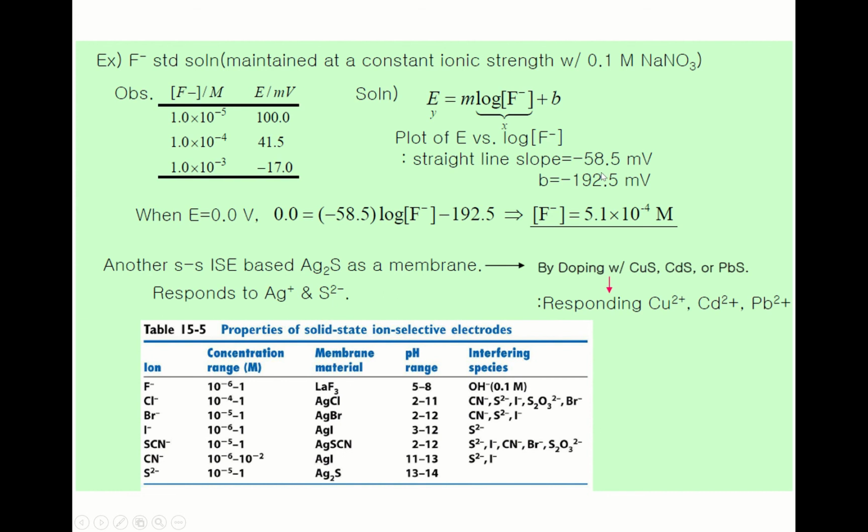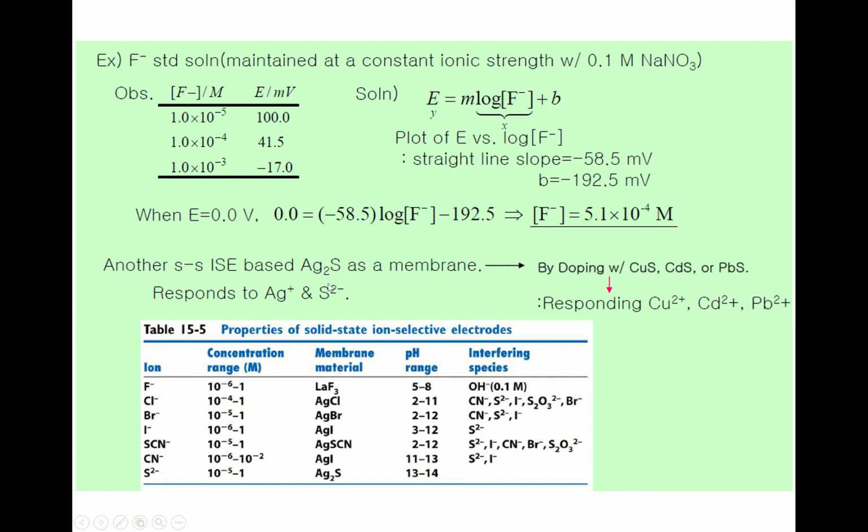Here is the result. The straight line slope is minus 58.5 millivolt, and the y-intercept is minus 192.5 millivolt. Now we solve for E equals 0, and the fluoride ion concentration is 5.1 times 10 to the minus 4 molar. Quite easy. All right, other solid state ion selective electrodes have been developed, especially using silver salts of the anion.